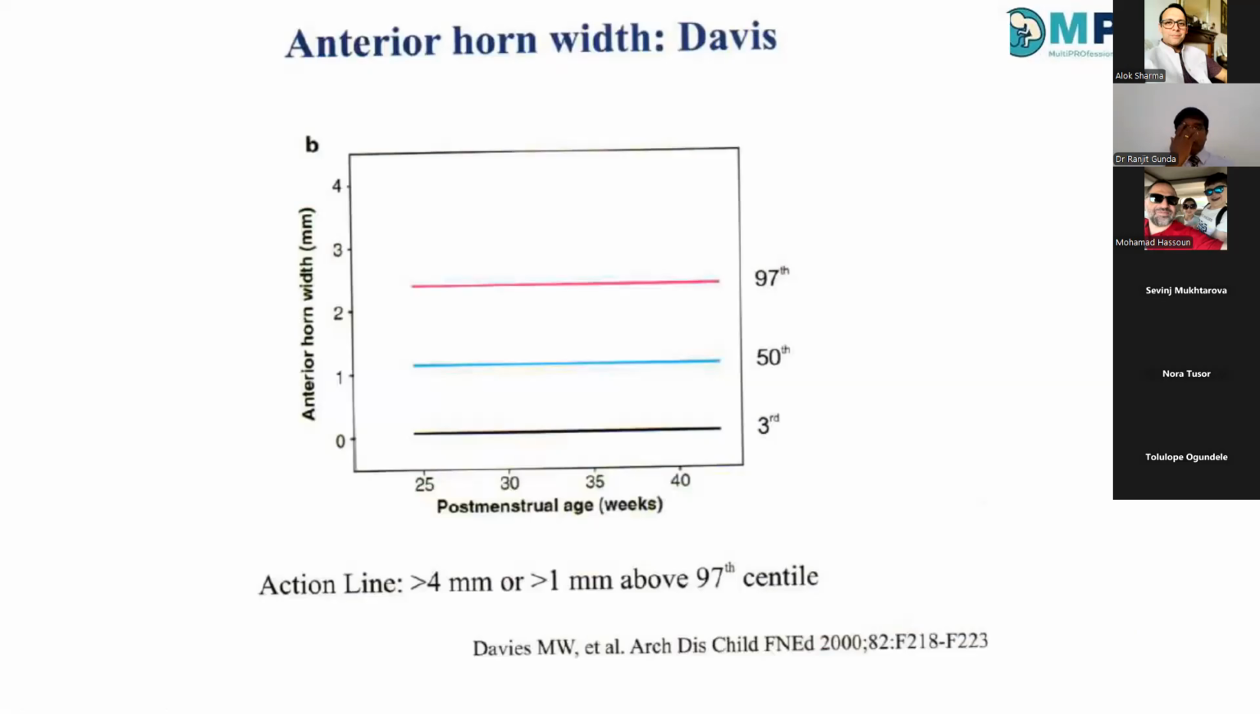So again, we have good nomograms for the anterior horn width, mainly described by Davis and the group in the early part of the century. We have the 3rd, 50th, and 97th centiles. The action line, when to intervene, comes if it is more than 1 millimeter above the 97th centile, or other people take the overall measurement of the anterior horn width being more than 4 mm, which will be coming somewhere here. Both of them pretty much mean more than 1 mm above the 97th centile. Similar work.